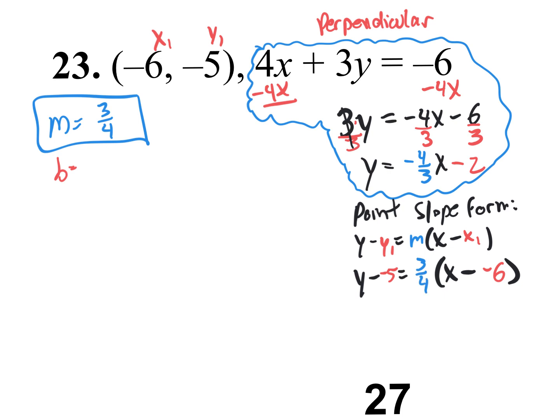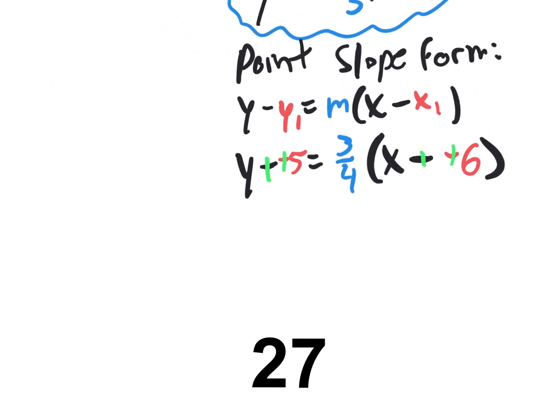And that is my point-slope form equation. All I have to do now is change the minus to plus. If they asked us for an equation in point-slope form, this would be it right here: y plus 5 equals 3/4 times x plus 6. That would be it.